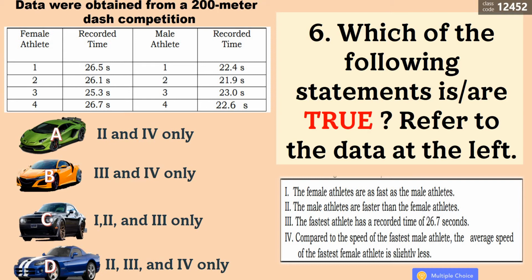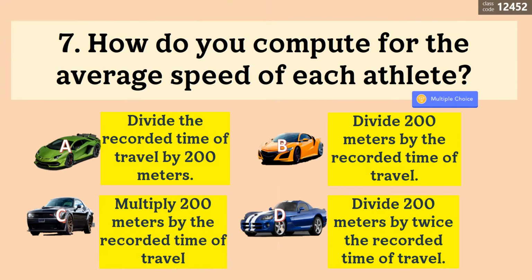So that is correct. It's letter A, 2 and 4 only. The male athletes are faster than the female athletes. Compared to the speed of the fastest male athlete, the average speed of the fastest female athlete is slightly less. Congratulations. Let's move on with number 7 question.